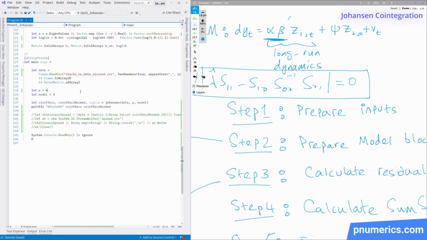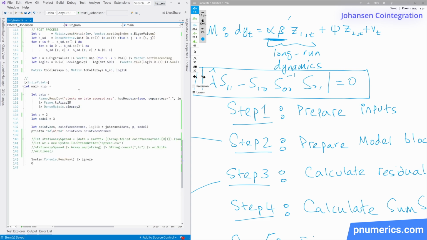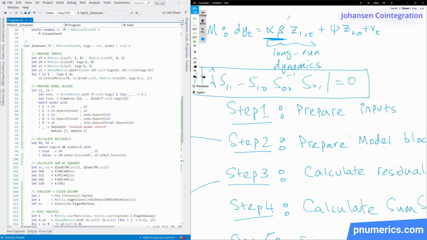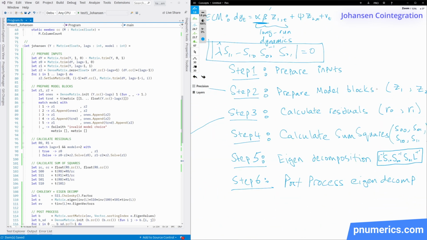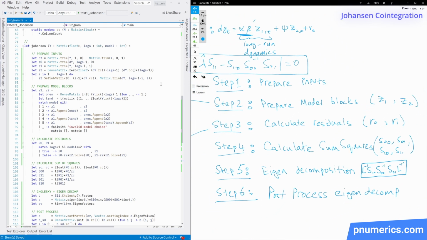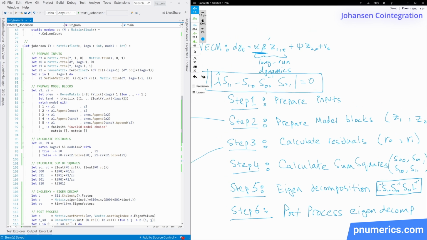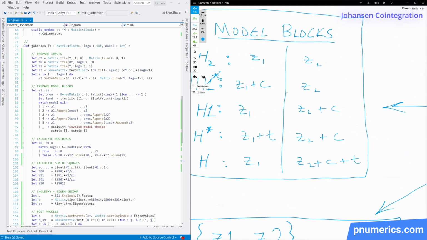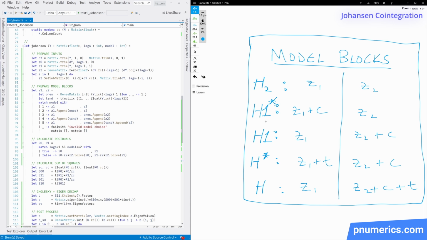Let's go back to what we had. So those are the inputs. Those are pretty straightforward. Now let's look at the model blocks. The model blocks consist of modifying Z1 and Z2 depending on the VECM specification. Okay, so what are the VECM specifications? Johansen describes H2, H1 star, H1, H star, and H. Okay, he describes this in his paper.